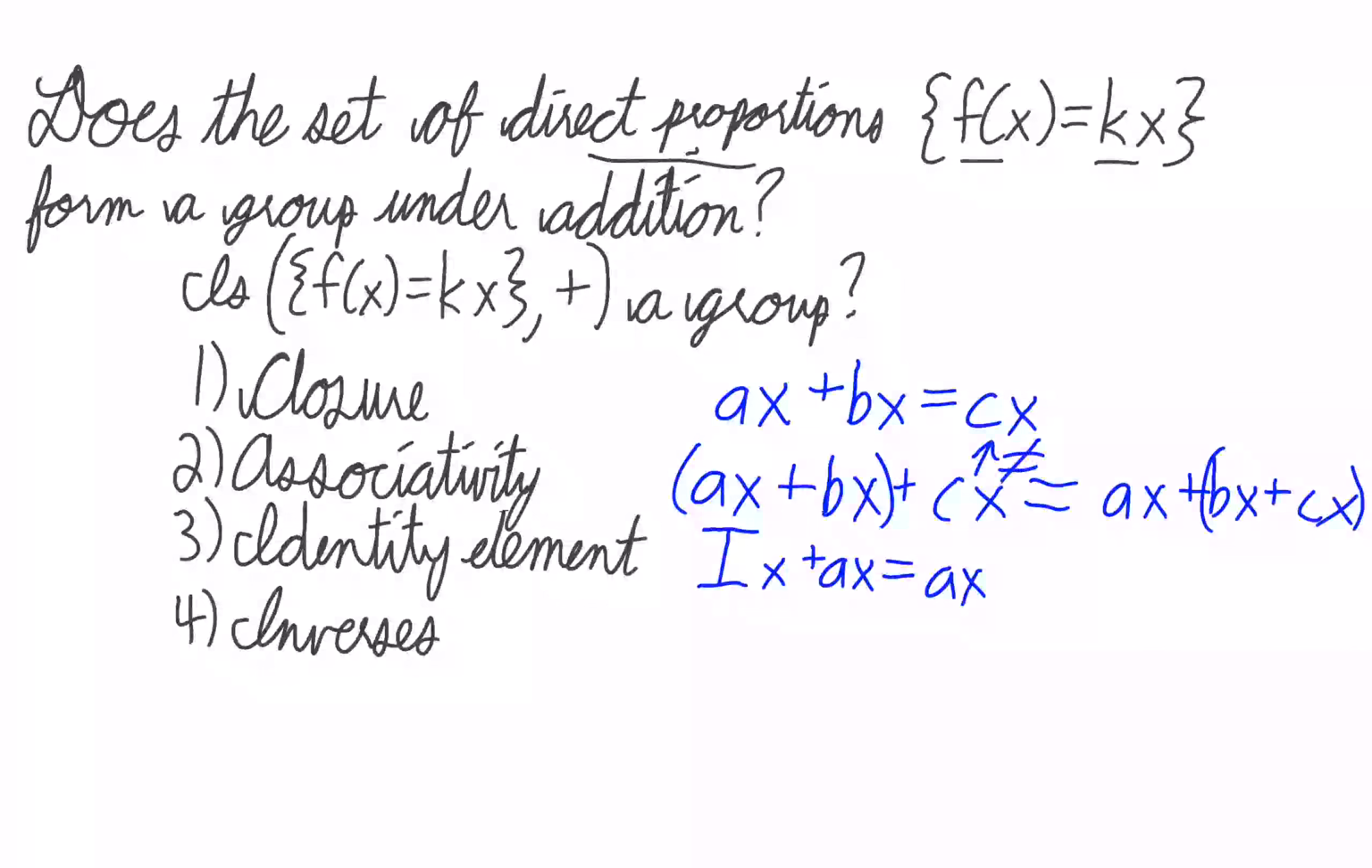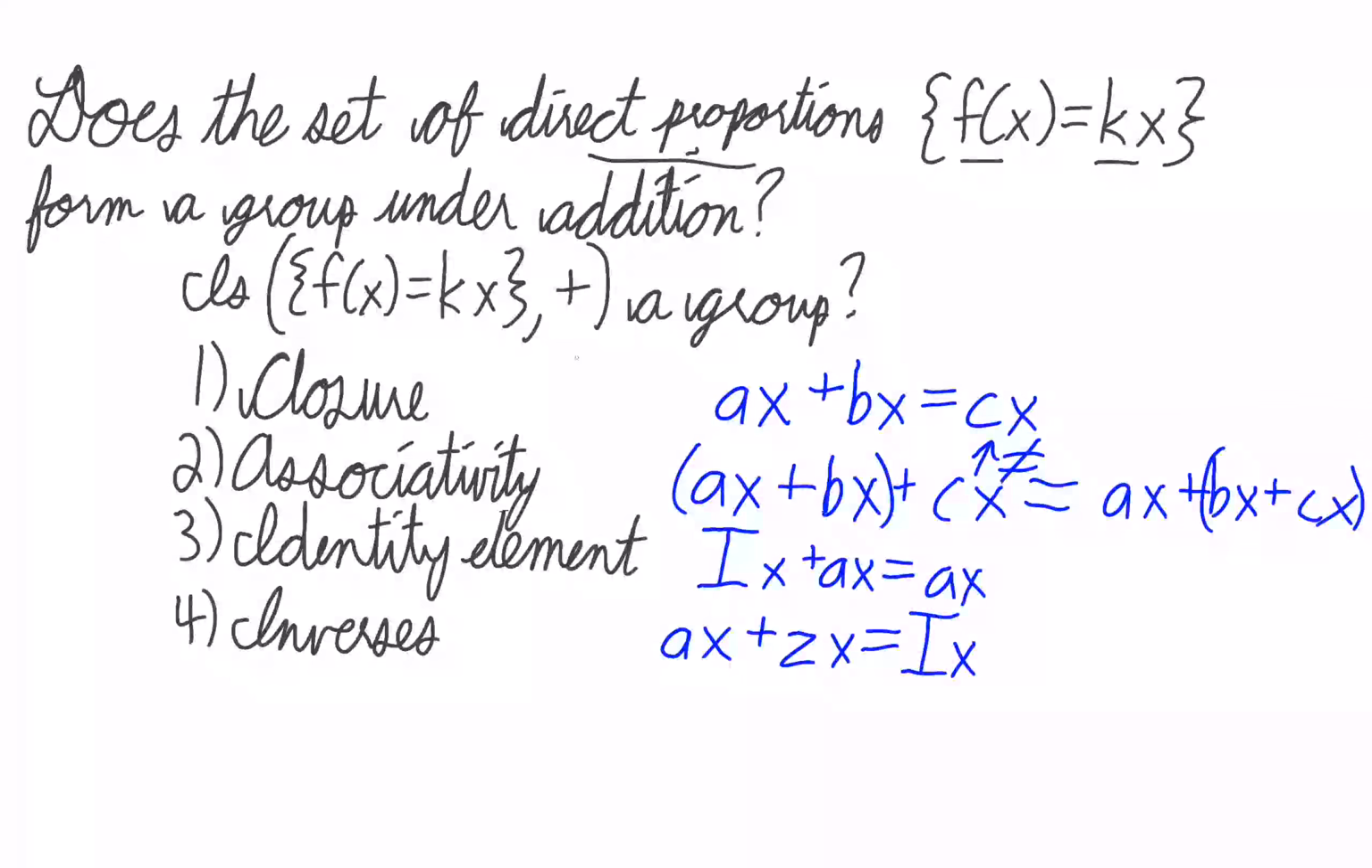And then inverses. For any proportion ax that we want to pick out, there's some opposite of it, and I'm going to call that zx because z sounds like a good opposite for a. It's the other end of the alphabet, that we can add together to get back to that original identity element.